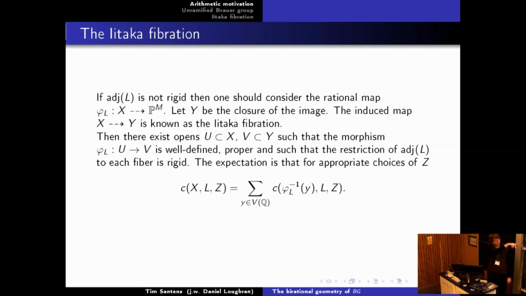Then the expectation is that for a proper choice of Z, the leading constant is giving us a sum of leading constants of each of the fibers. So in each of the fibers, your divisor is rigid, and we have the description in terms of the sum of products of Brauer groups. But this V(Q) will often be very infinite, and so you get some infinite sum of leading constants for each fiber. Okay, sometimes you need to remove the thin set from V.